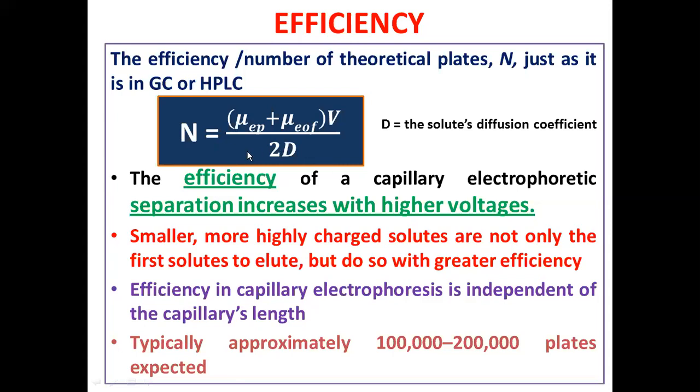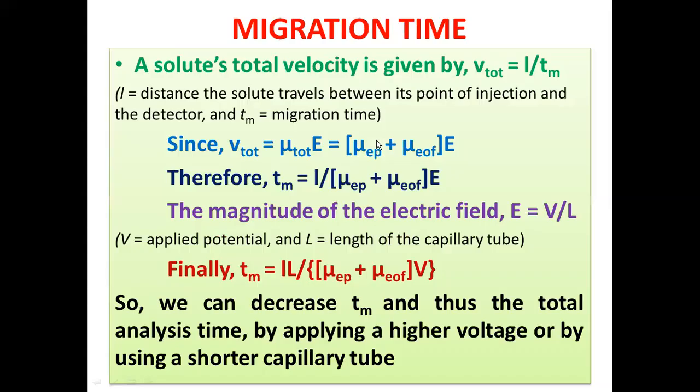So typically, we can expect 1 lakh to 2 lakh theoretical plates, especially in capillary electrophoretic separation. So you should remember this. The migration time in place of retention time, when you compare chromatography with electrophoresis.